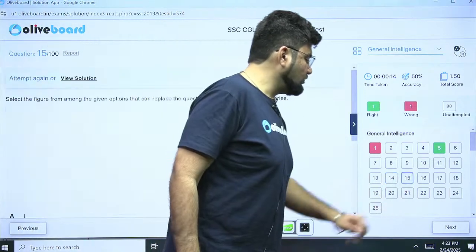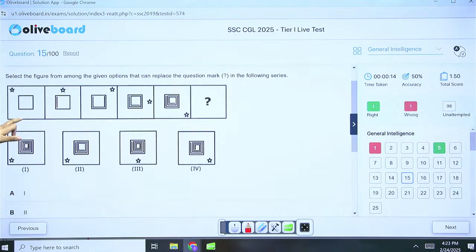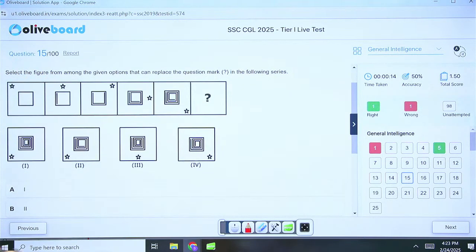In the exam, you don't have to figure out the whole number set. Figure out one logic, one element and proceed further. Extremely easy figure series based question, guys. Extremely easy means extremely easy. You can find the answer in 5 seconds.